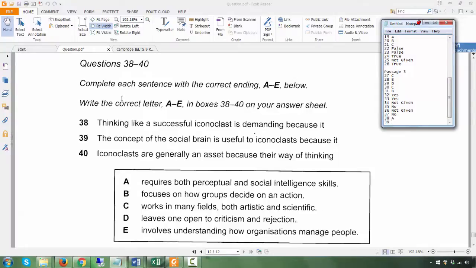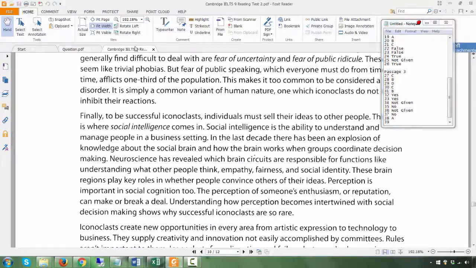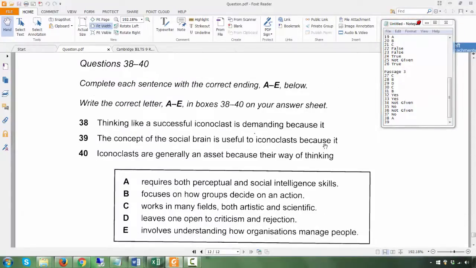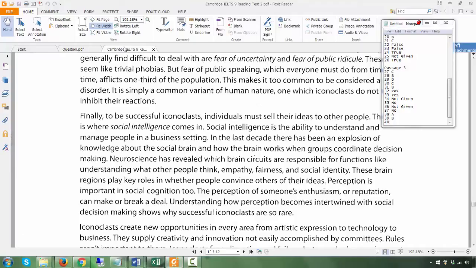The concept of the social brain. The concept of the social brain is useful to iconoclasts because it focuses on how groups decide on an action. The concept of social brain is useful to iconoclasts. Okay, so let's go to that. Social brain is mentioned here.